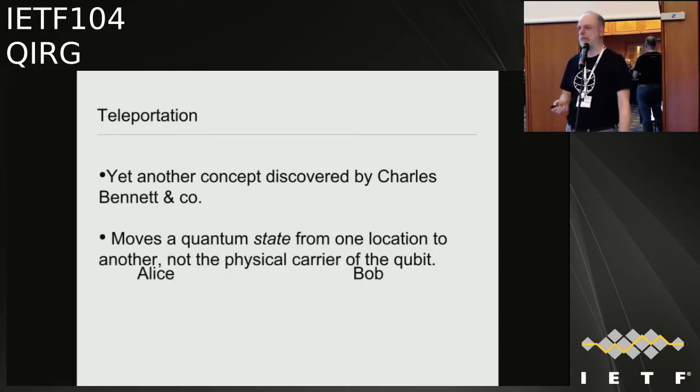Let's see, so what is it? We've got Alice and Bob. Alice has a qubit, a data qubit, so we'll label it D, and the idea is that Alice wants to take that quantum information and send it from where she is over to where Bob is. Sounds nice, right? So how are we going to go about doing that?